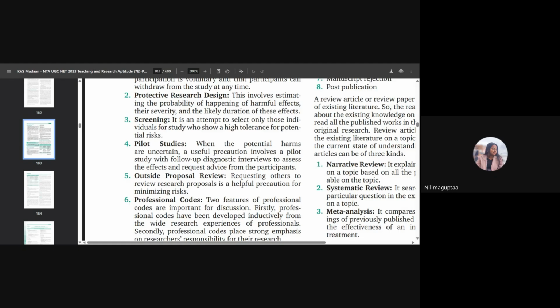So when the potential harms are uncertain, okay, when we are not very sure what all could be the possibility of the harms in a study, because we can just predict, we don't know what other things can happen. Okay, so a useful precaution involves a pilot study with a follow-up diagnostic interview to assess the effects and request advice from the participants. Also, talking to the doctors and other known people. Is this possible, or whatever research you're doing? Is it okay or not? How far is it good with the conducting of this research?